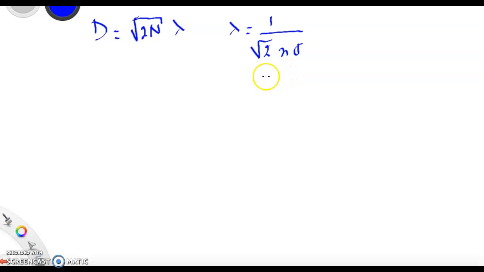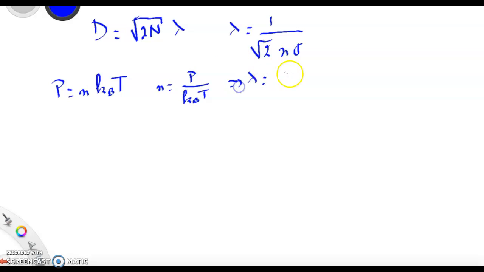Now, we'll need to consider certain conditions, so we're going to assume that we're dealing with an ideal gas, P equals n k_B T. In other words, we could express n, the number density, in terms of the pressure and the temperature. And thus, I could rewrite lambda as k_B times T on top, and then square root of 2 times P times sigma.